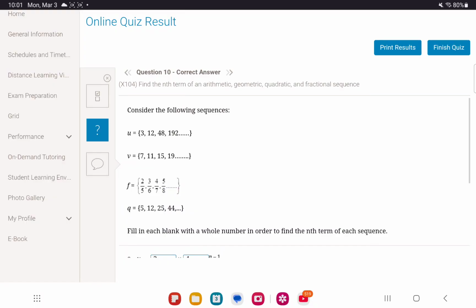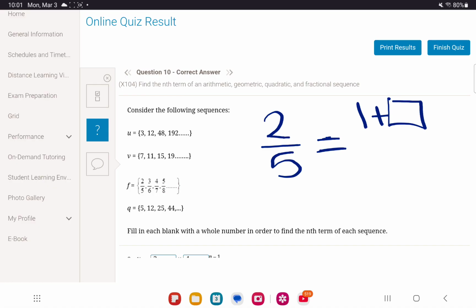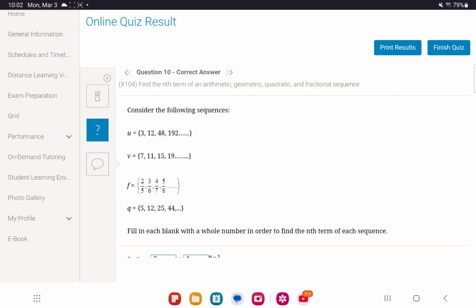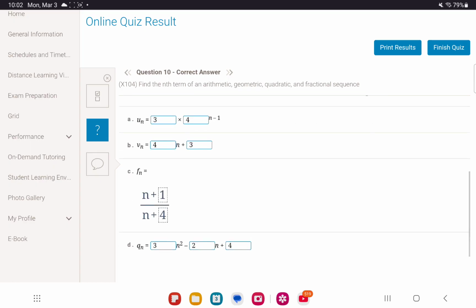Now, our A1 here is 2 over 5. And we said our n equals 1, so 1 plus box and 1 plus box. How do we get this 1 here to 2? You add 1. And how do we get this 1 here to 5? You add 4. And that's as simple as it is. You just add 1 over 4.